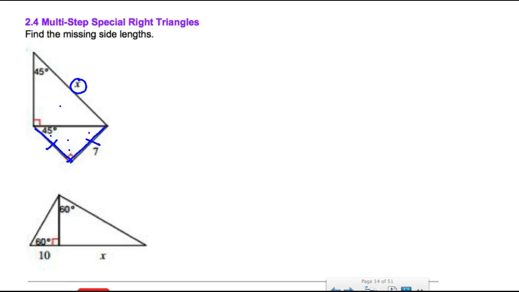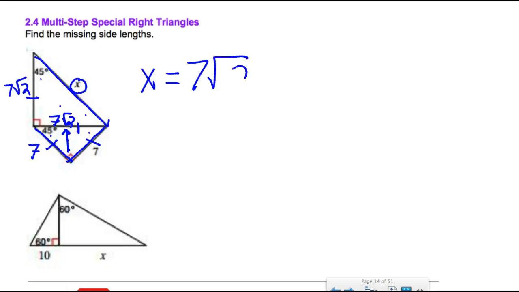The legs on the 45, 45, 90 are congruent. So that walks me over here. The hypotenuse on the 45, 45, 90 is leg times the square root of 2. And that walks me over to the next triangle. Now I'm on another 45, 45, and I'm given a leg. So I know the other leg is the same. The hypotenuse, which is x, is equal to the leg, right here, times root 2.